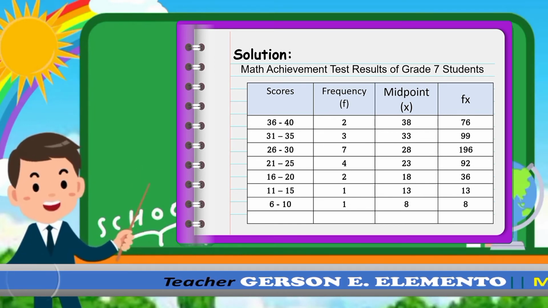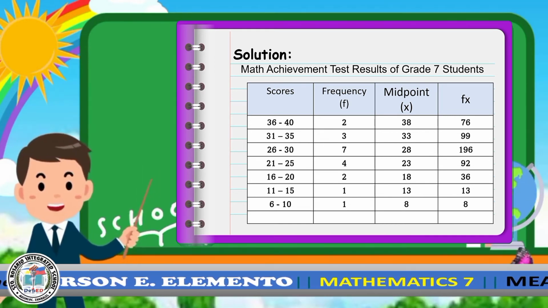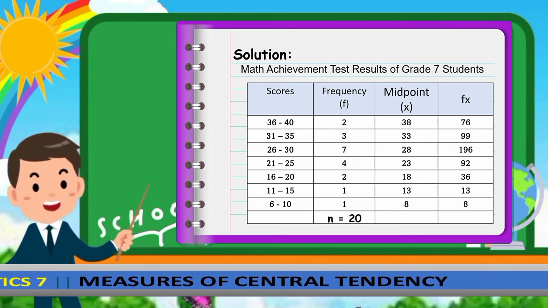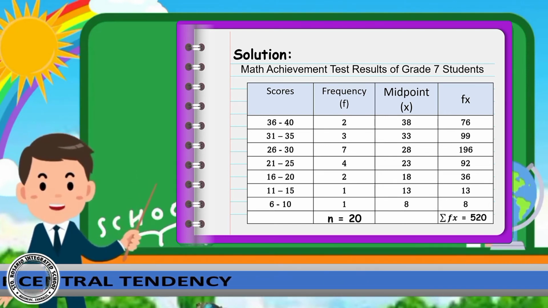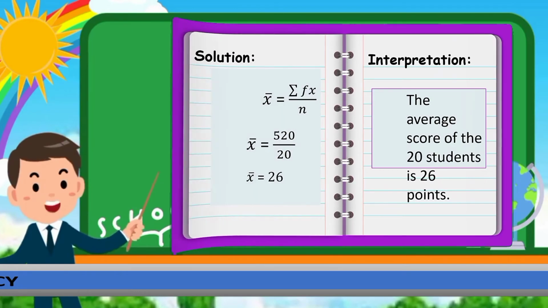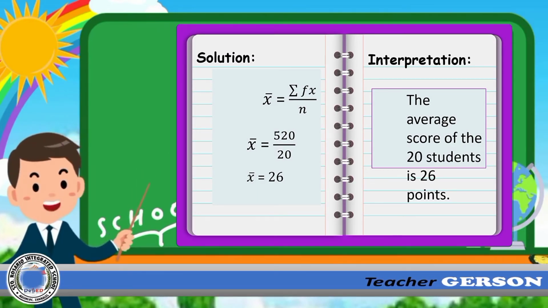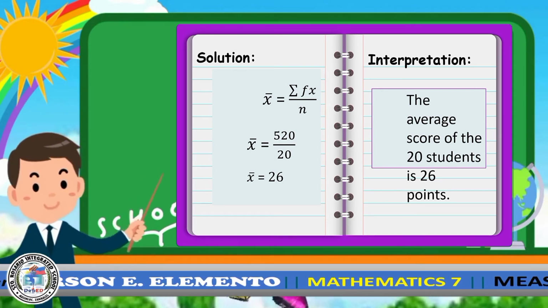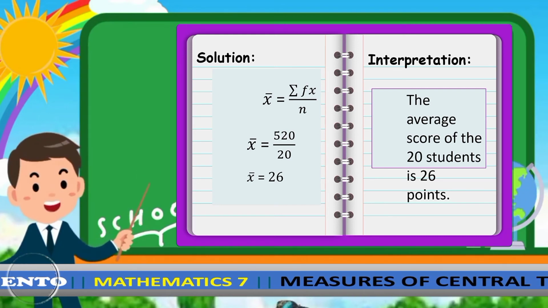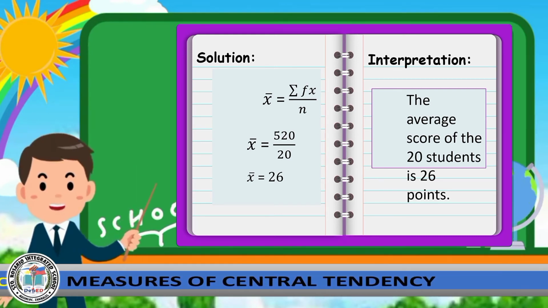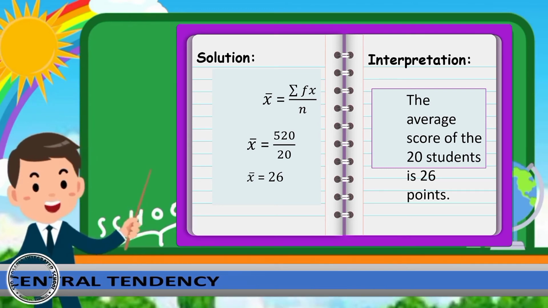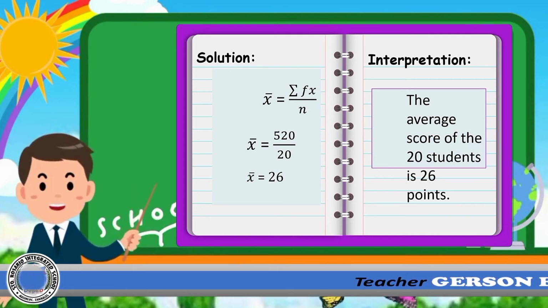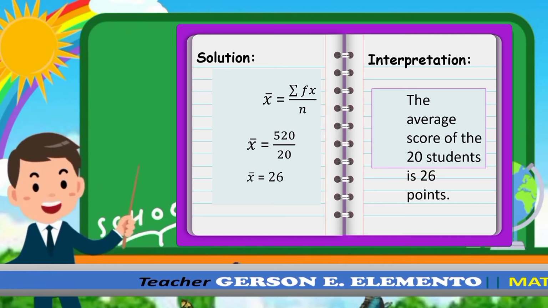Then, find the sum of the frequency. So, we have n equals 20. And the sum of frequency times midpoint is 520. Solution: to find the mean of group data, we will use the formula x bar equals summation of the product of frequency and class mark all over n. Just substitute the values. X bar equals 520 divided by 20. So, the mean is 26. Our interpretation: the average score of 20 students is 26 points.